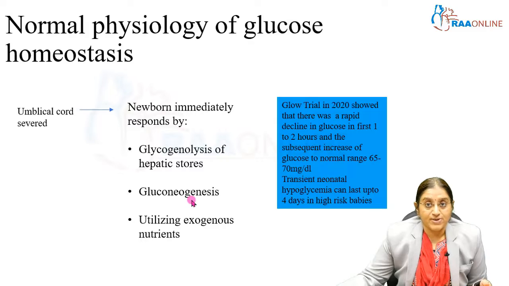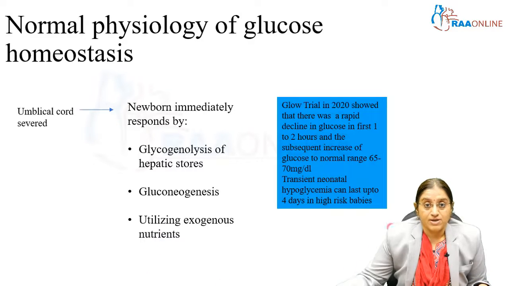Gluconeogenesis is another way through which the newborn baby immediately after birth gets its glucose supply. Gluconeogenesis is converting other substrates into glucose, not using the carbohydrate moiety, but using more of amino acids, which are metabolized to give glucose. Okay. Then utilizing exogenous nutrients. So how does the baby get the exogenous nutrients? Through mother's breast milk.